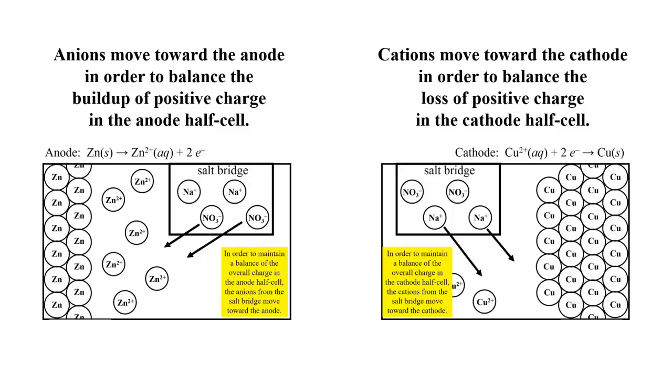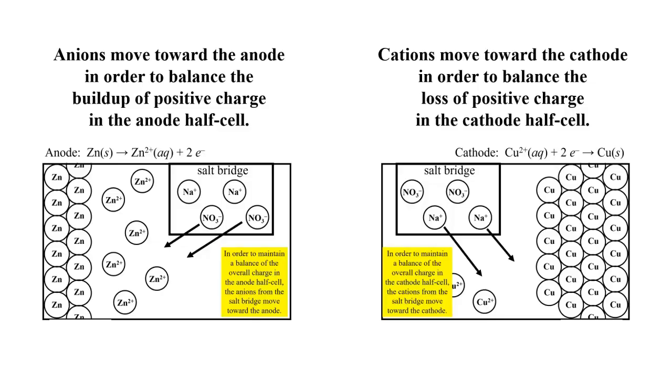The negative ions, or the anions, move toward the anode half cell compartment, and they do that in order to balance the buildup of positive charge in the anode half cell. You can see from the half reaction listed on the left side of this slide that the anode is where oxidation occurs. So there's going to be a buildup of positive charge, so the negative ions are moving toward that anode half cell to maintain charge balance.